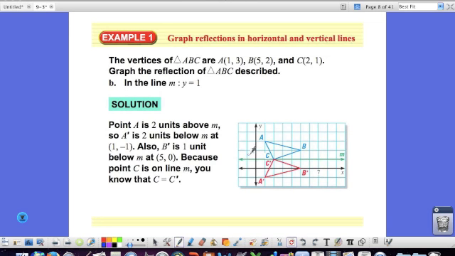Okay, we can also do this horizontally. So here we're given the line Y equals what? So since A is 2 units above line M, the A prime will be 2 units below. Since B is 1 unit above the line of reflection, then B prime will be 1 unit below. And as we said earlier, since C is on the line of reflection, it will stay on the line of reflection.